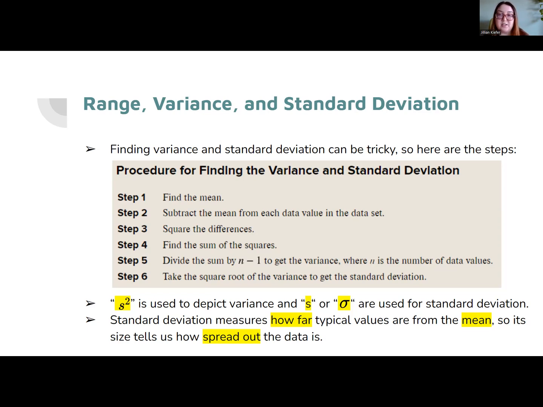Then standard deviation measures how far typical values are from the mean. So the size tells us how spread out our data is. That's what standard deviation tells us. It's telling us how far away the values that we are given are from the mean. So you're really just finding this measure of average and then seeing how far away the values are from that average. If they're all very close together, it means that your values are all relatively close to the mean. And if it's very spread out, or if it's larger values, it will tell you that those values are very spread out.